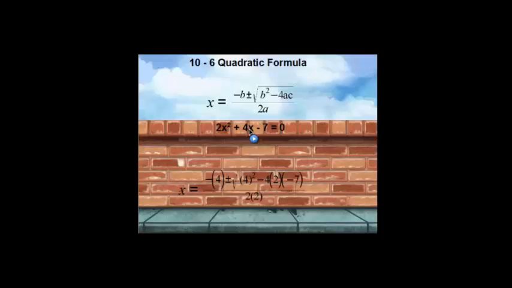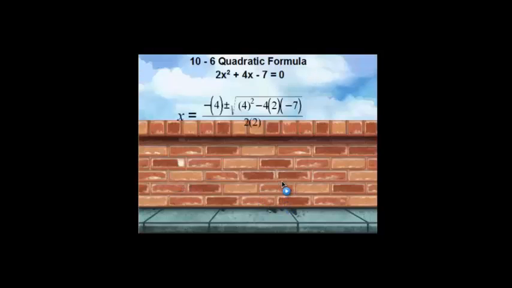Let's start substituting in what we can. Look at that, I did it. So I've got the opposite of b plus or minus the square root of b squared minus 4 times a times c, all of that divided by 2 times a. All right? Then, order of operations, I start putting some of them together, get rid of the parentheses on the outside: negative 4 plus or minus the square root of 4 squared, 16, minus 4 times 2 times negative 7, which gives us a positive 56, all of that divided by 4.